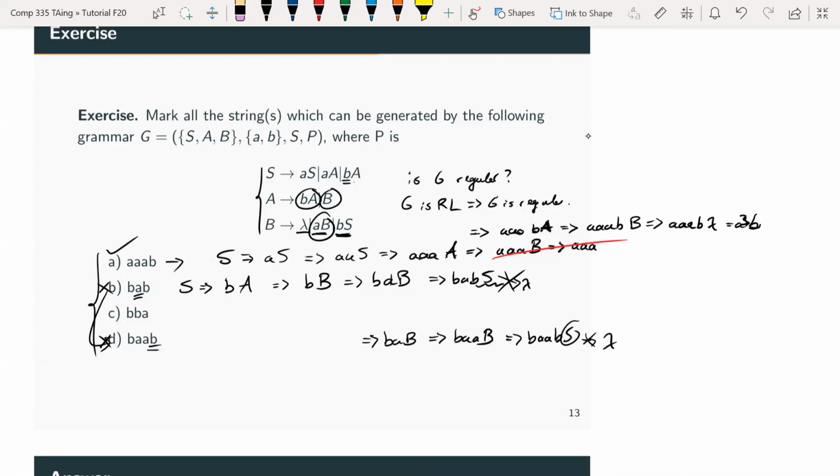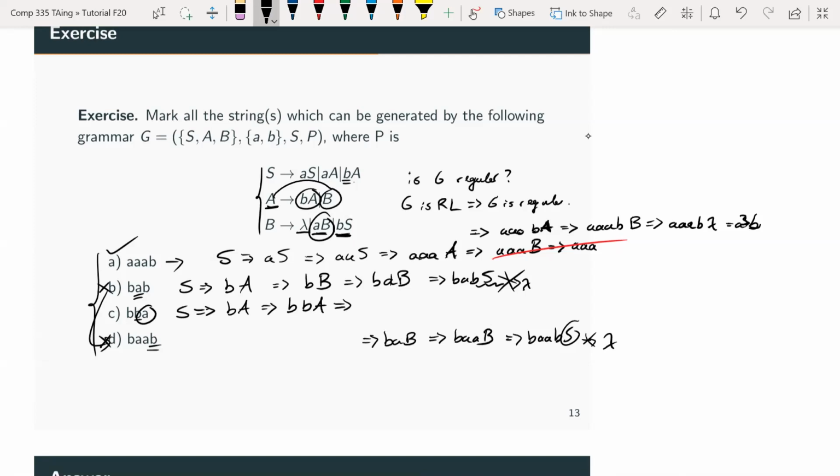And the last one, C here, BBA. Well, if I start at S, again, if I want a B, I want to replace that with BA. If I want another B, then I'm going to replace that with another BA, excuse me. And then I'm going to replace, because I want to get to this A. Ooh, so it looks like it is possible.